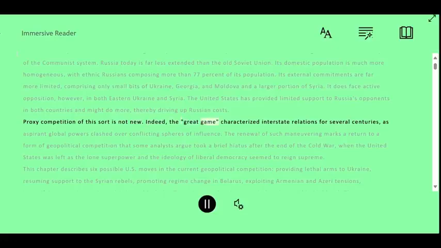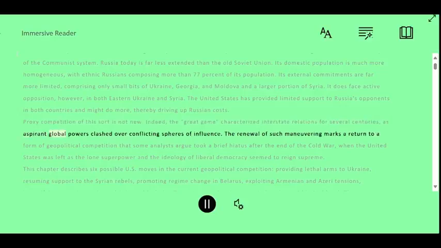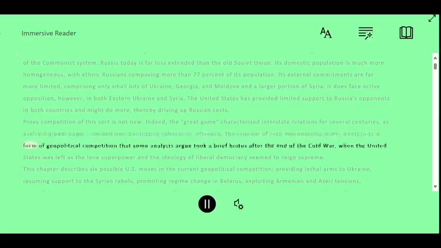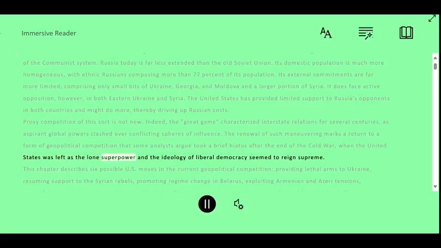Indeed, the Great Game characterized interstate relations for several centuries as aspirant global powers clashed over conflicting spheres of influence. The renewal of such maneuvering marks a return to a form of geopolitical competition that some analysts argue took a brief hiatus after the end of the Cold War, when the United States was left as the lone superpower and the ideology of liberal democracy seemed to reign supreme.